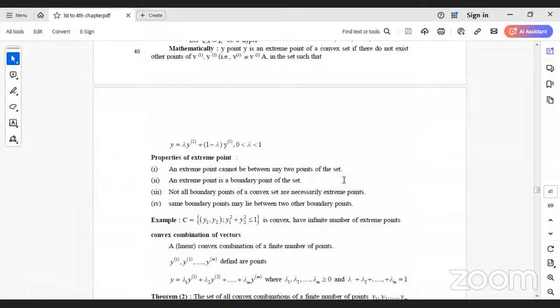Properties of an extreme point: an extreme point cannot lie between any two points of the set. An extreme point is a boundary point of the set. Not all boundary points of a convex set are necessarily extreme points. Some boundary points may lie between two other boundary points.